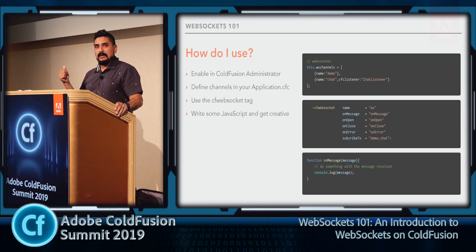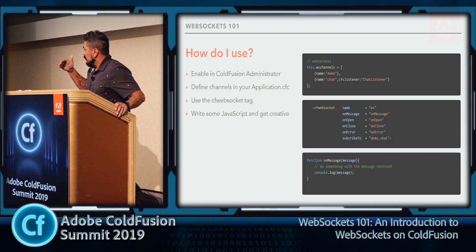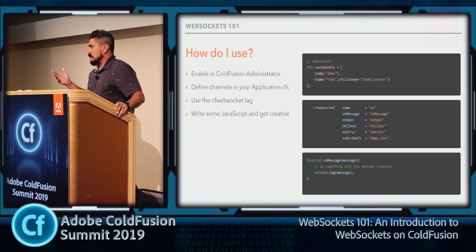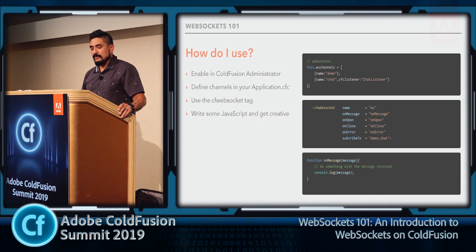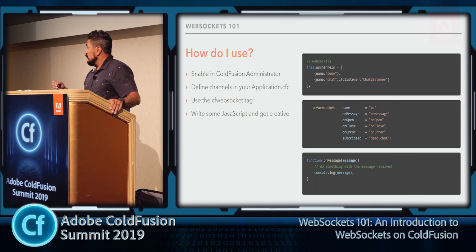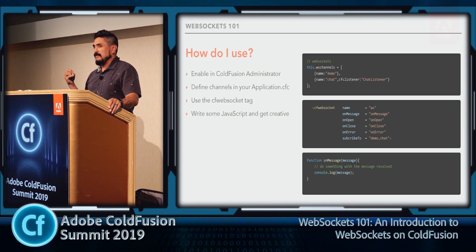On open, this is what you want it to do when the connection is open. On close, on error, you can pretty much see that. You're just giving the name of the global JavaScript function to process that response. And then you have subscribe to. Subscribe to, you can put a comma-delimited string of all the channels you want to subscribe to.